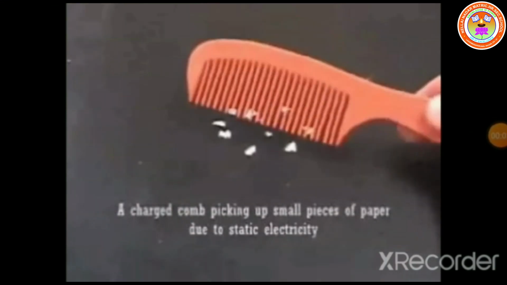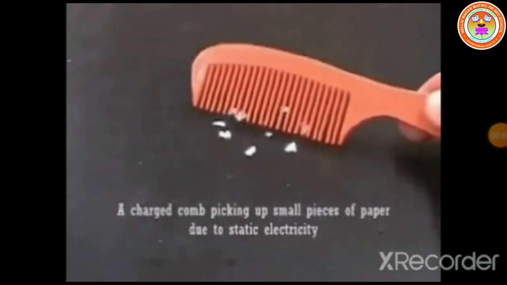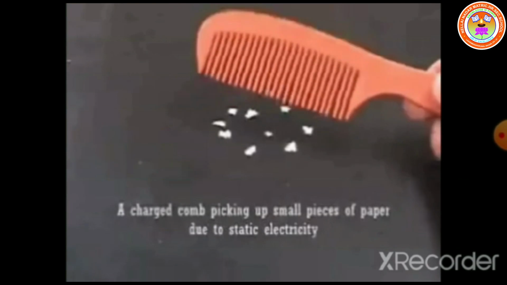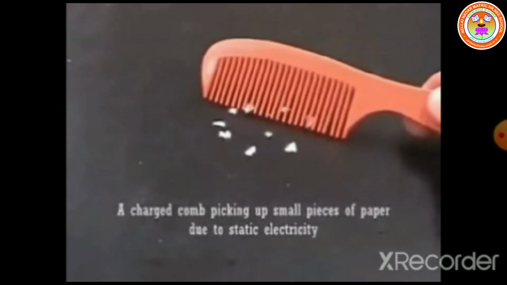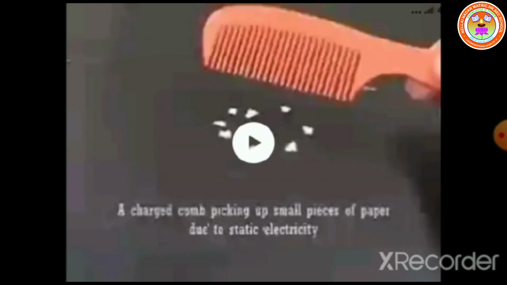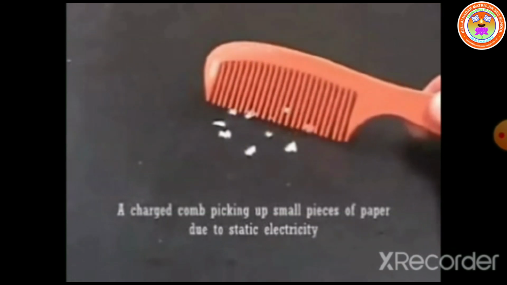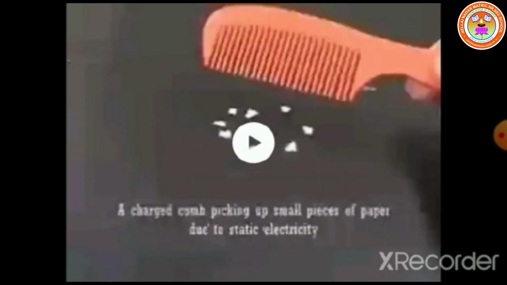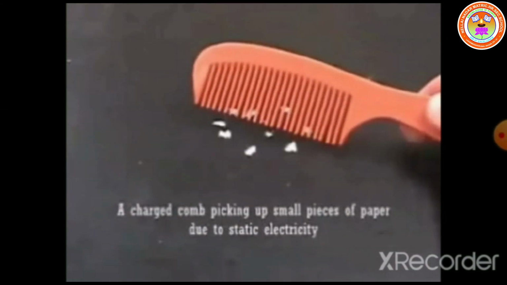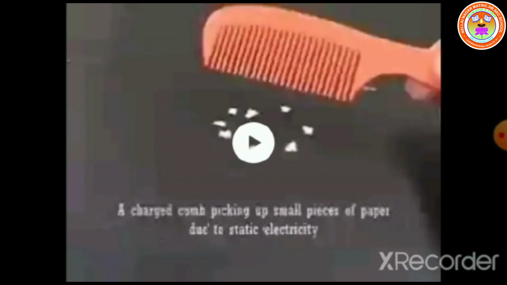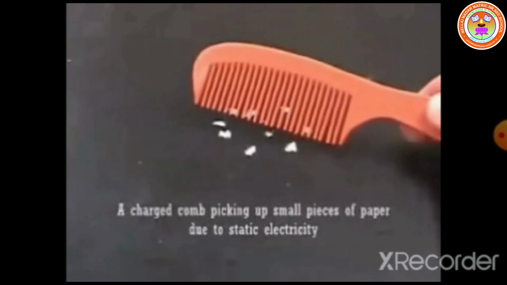A piece of paper is torn into bits. Positive and negative charges are present at the edges of the bits. Negative charges in the comb attract positive charges in the bits, so the paper bits move towards the comb. This is an example of transfer by friction. A charged comb picking up small pieces of paper due to static electricity.